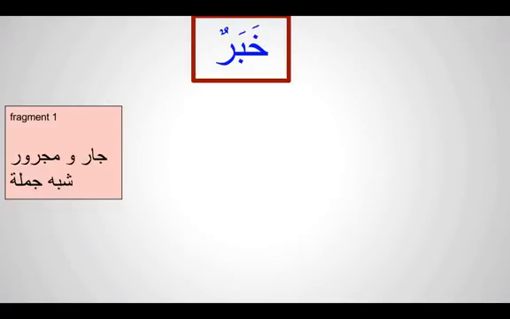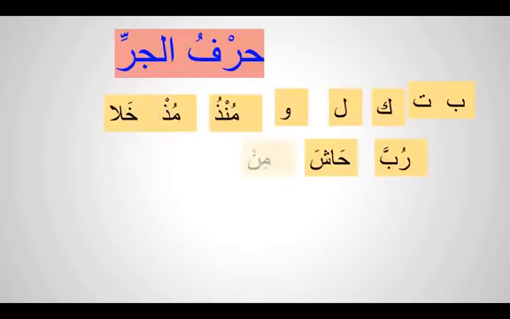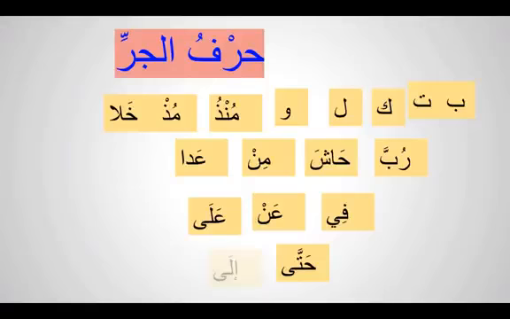Just to quickly remind you about jar majroor, that's harf jars. So we know these harf jars: ba, ta, kaf, lam, waw, mudh, mundhu, rubba, hasha, min, 'an, fi, 'ala, hatta, ila. So any noun which comes after these words is called ism majroor and it will have kasra.